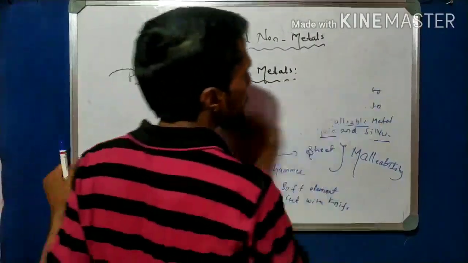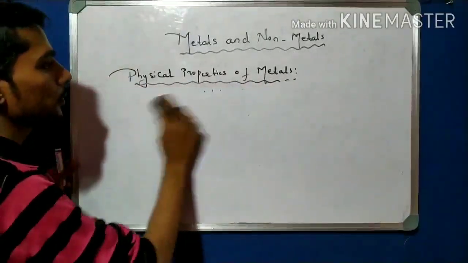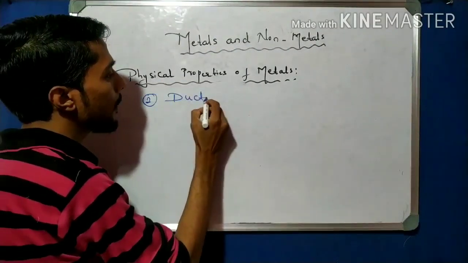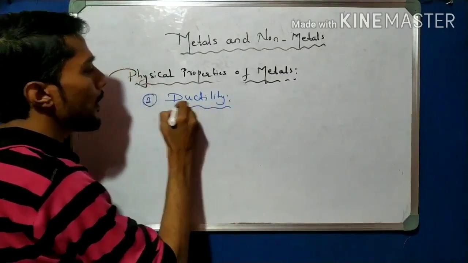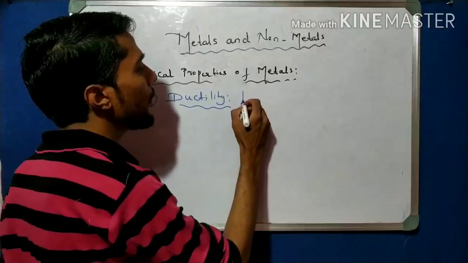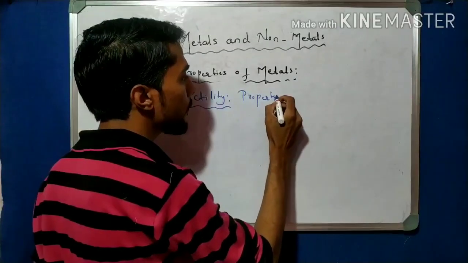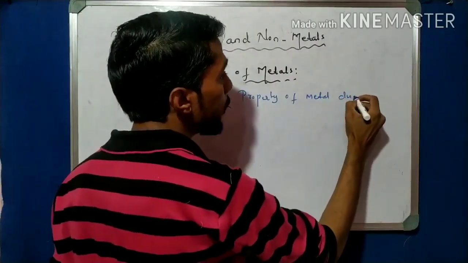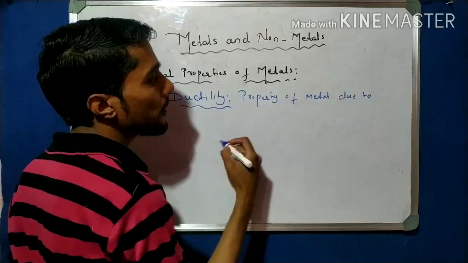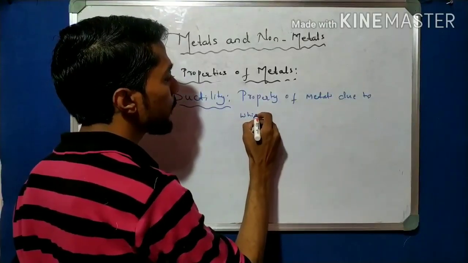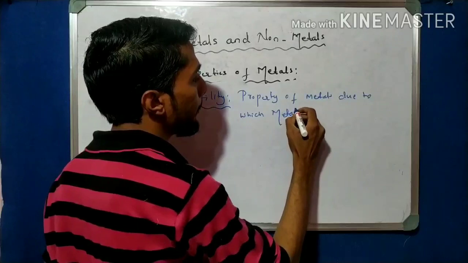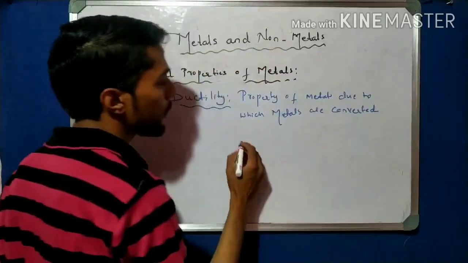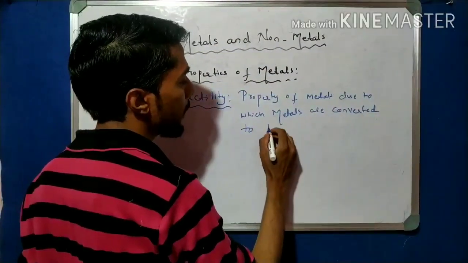Number two property, that is ductility. Again, this is a property of an element. The property of metals due to which metals are converted into thin wires.